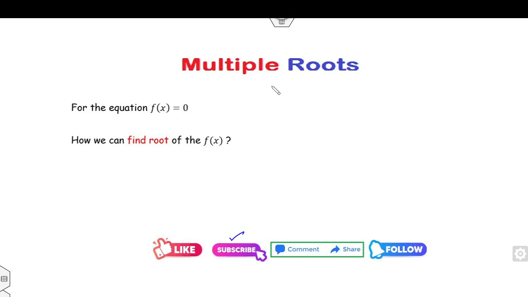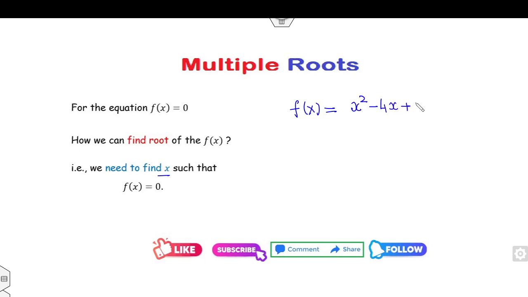Now, the target of this lecture is: whenever you have the function f of x equal to 0, how can you find the root of the function f(x)? What is the meaning of the root? It means your target is to find the value of x so that f of x is 0. For example, if I consider the equation x squared minus 4x plus 3, clearly if I consider x equal to 1, then it is 0. That means x equal to 1 is the root of the equation.